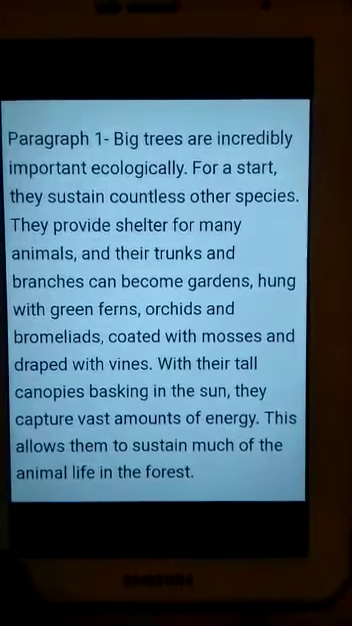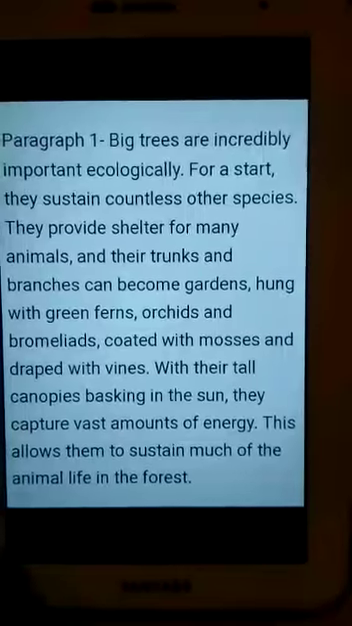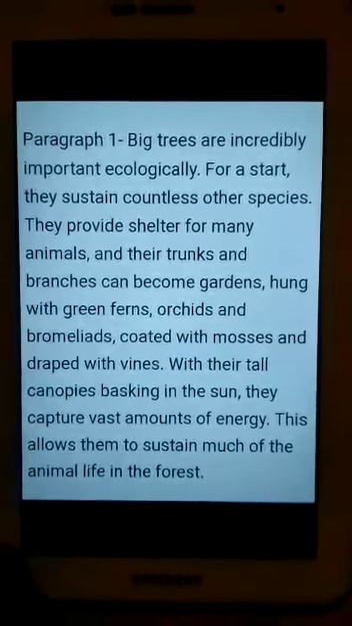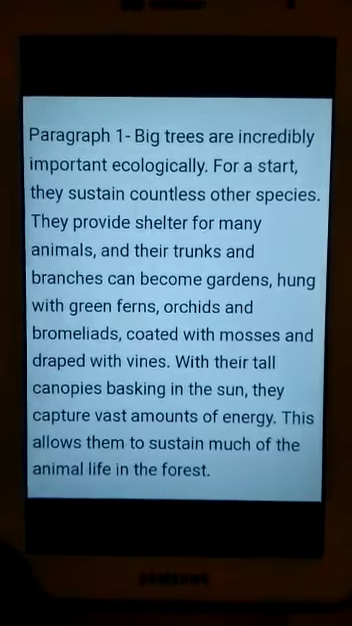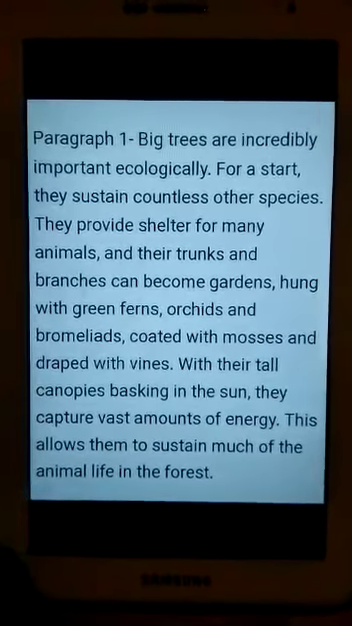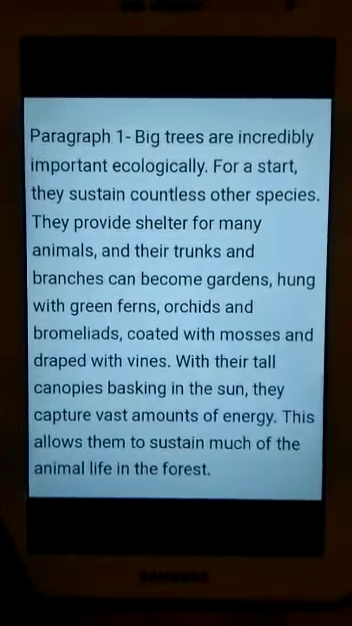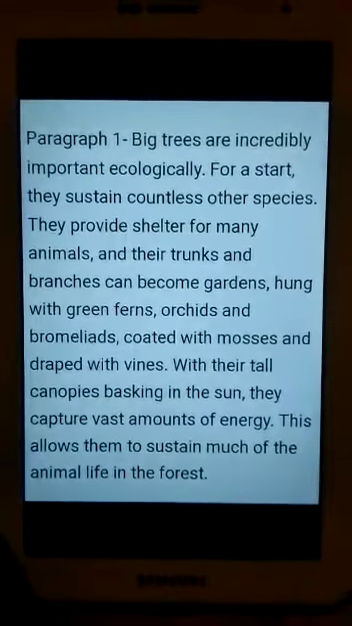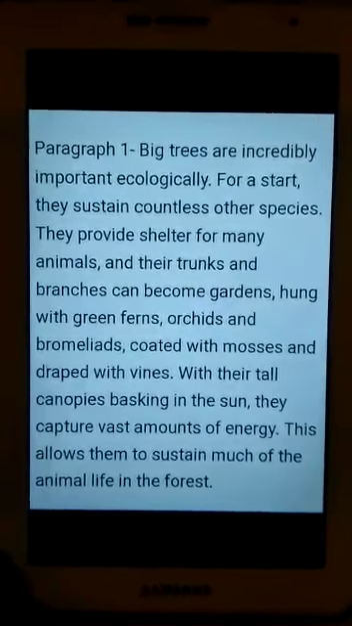This is paragraph 1. Big trees are incredibly important ecologically. For a start, they sustain countless other species. They provide shelter for many animals, and their trunks and branches can become gardens hung with green ferns, orchids and bromeliads, coated with mosses and draped with vines. With their tall canopies basking in the sun, they capture vast amounts of energy. This allows them to sustain much of the animal life in the forest.